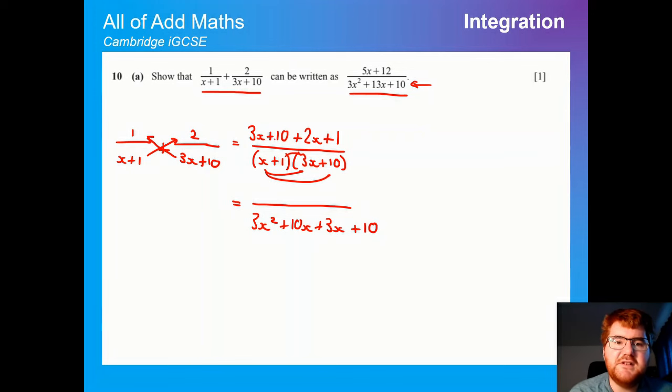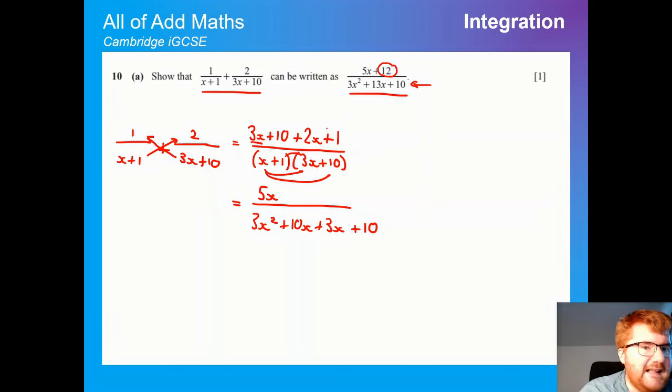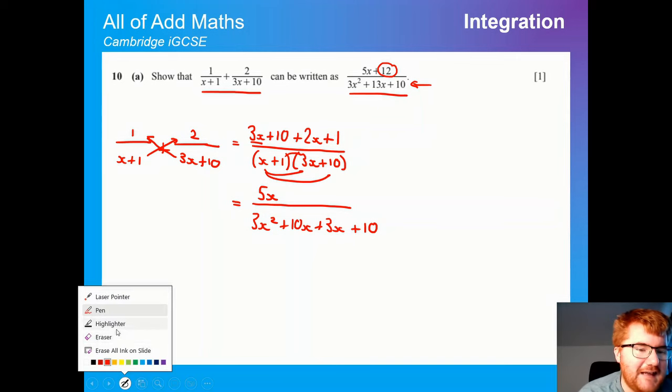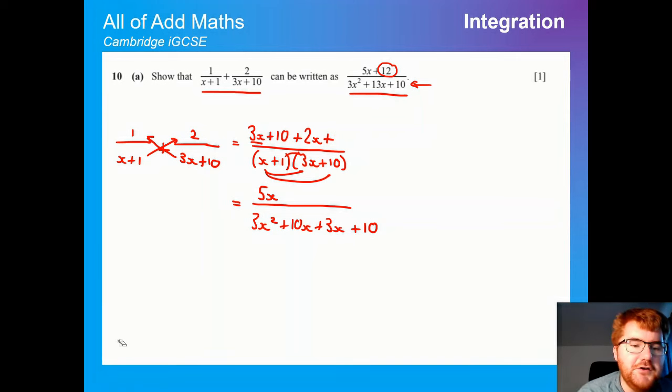And then at the top here, we're just going to collect like terms. So 3x plus 2x is 5x. And this is where we always check. Notice this should be a 12, but if we did this, we get 11. When we multiplied this, we forgot that 1 times 2 is 2, which is a good thing to check. So again, use the answer to help you as you go through your working.